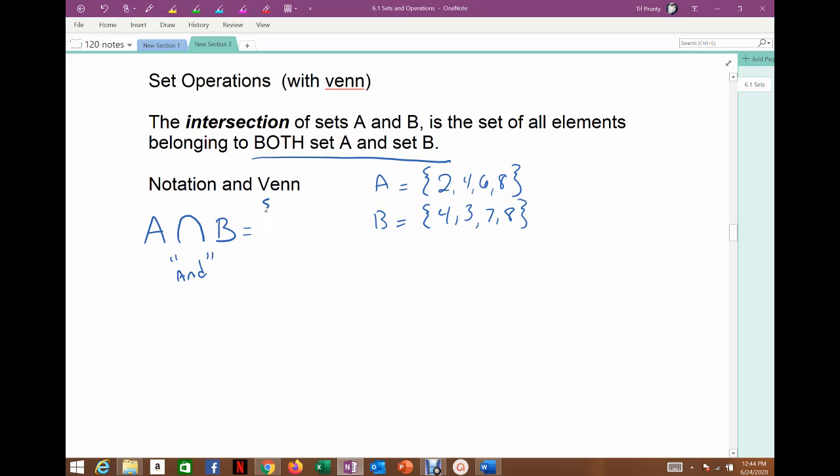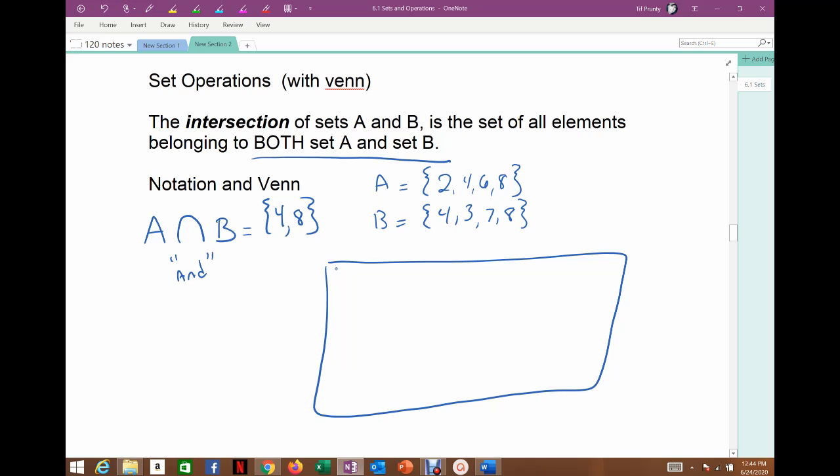I can draw my set notation better. 4 and 8. All right, and so the Venn diagram is that overlap area. This would be my universal set. I've got my circle A, I've got my circle B. Remember, 4 and 8 showed up in this region. Anything in that area is in both set A and set B.